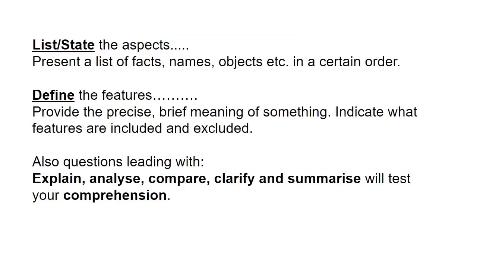When you are asked to list or state the aspects or the facts, present a list of facts, names, objects, etc. in a certain order. Define the features. That means you have to provide the precise, brief meaning of something. Indicate what features are included and excluded. Also, questions leading with explain, analyze, compare, clarify, and summarize will test your comprehension.